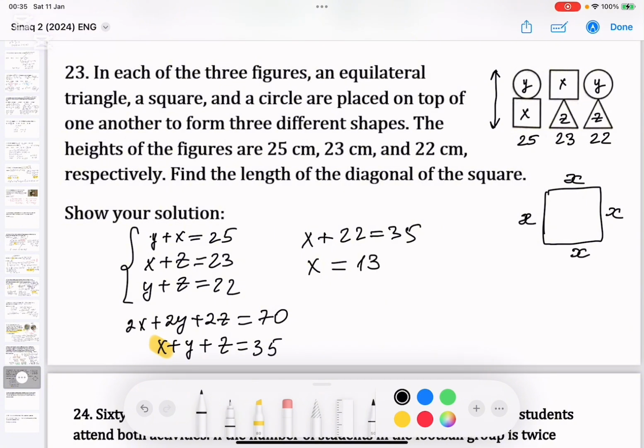Hence, the side of the square is equal to 13, and to find the diagonal, we can use the Pythagorean theorem. So diagonal squared is equal to 2x squared, or the diagonal is equal to 13 root 2.